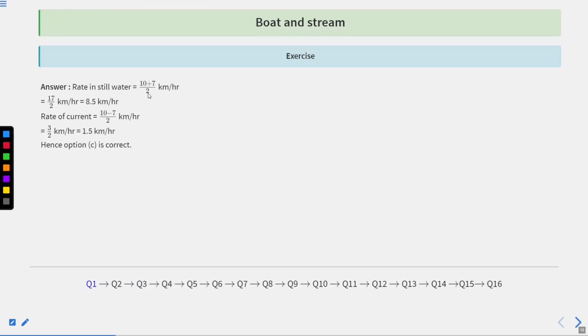Rate in still water is given by (10 plus 7) upon 2. So we have already seen the formulas. How do we do that? So the formulas are being used here.